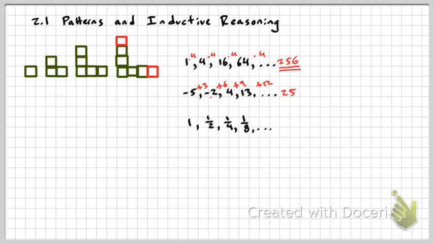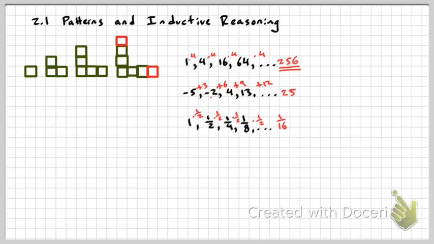And then for our last one, I have 1, 1/2, 1/4, and 1/8. Well, to get from 1 to 1/2, I have to divide by 2. But I don't like thinking of it as dividing by 2. I like to think of it as multiplying by 1/2. Because to me, that's a lot easier to see. Because if I multiply 1/2 by 1/2, I get 1/4. If I multiply 1/4 by 1/2, I get 1/8. So if I were to multiply 1/8 by 1/2, I would get 1/16 as my 5th number in the sequence.